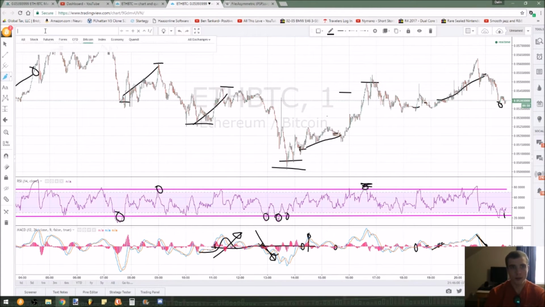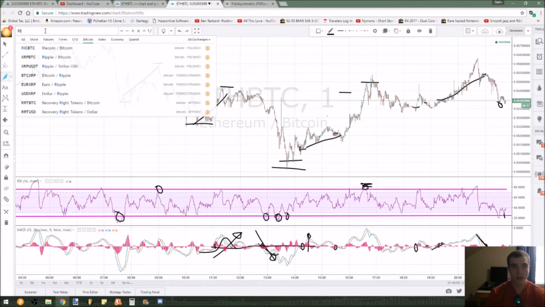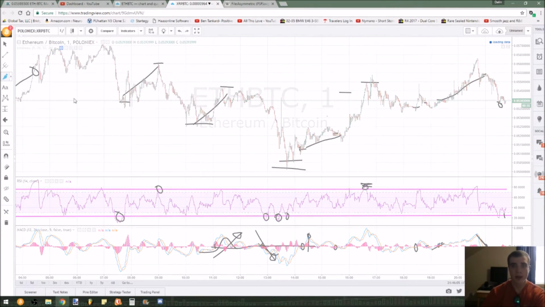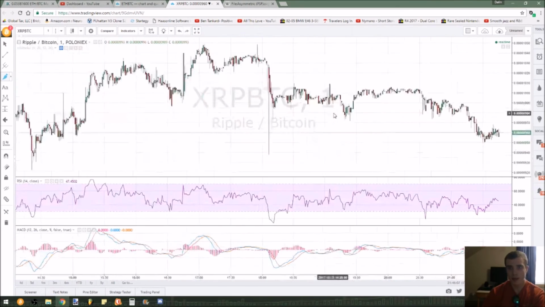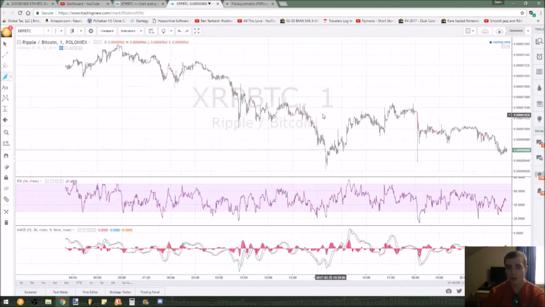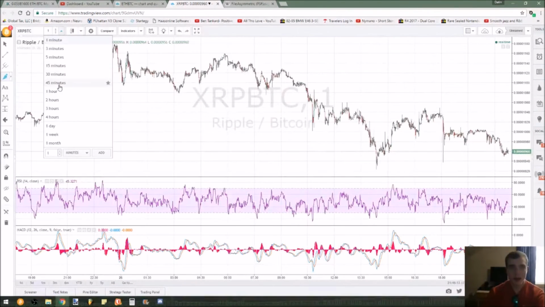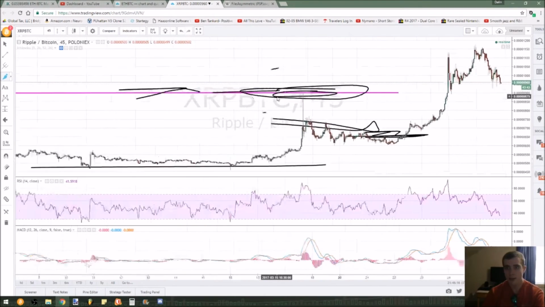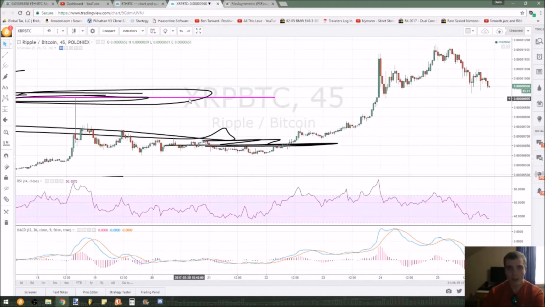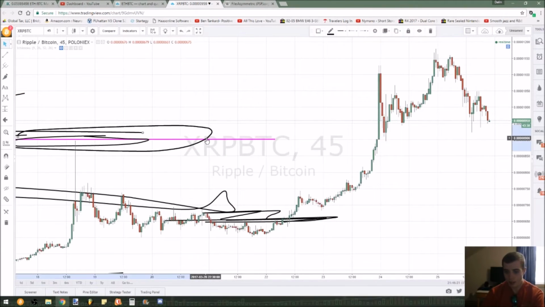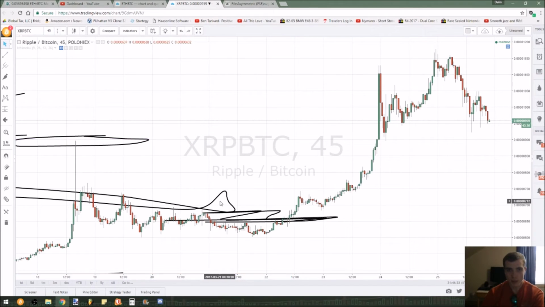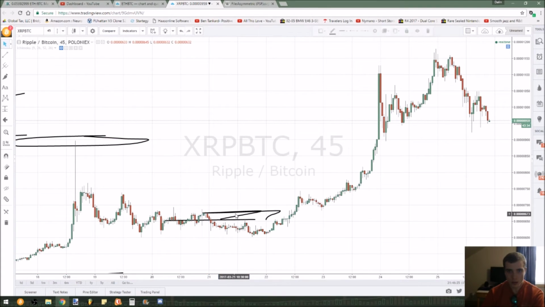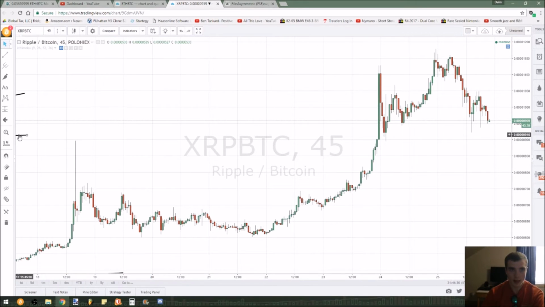Let's go to Ripple. Let's check out Ripple. This is one that I've been paying a lot of attention to. Now let's pull back to about a 45-minute candlestick, get some more time here. Wow, I've got a big messy drawing here. I've always got messy TradingView ideas all the time because I never clear them. I need to get in the habit of doing that.